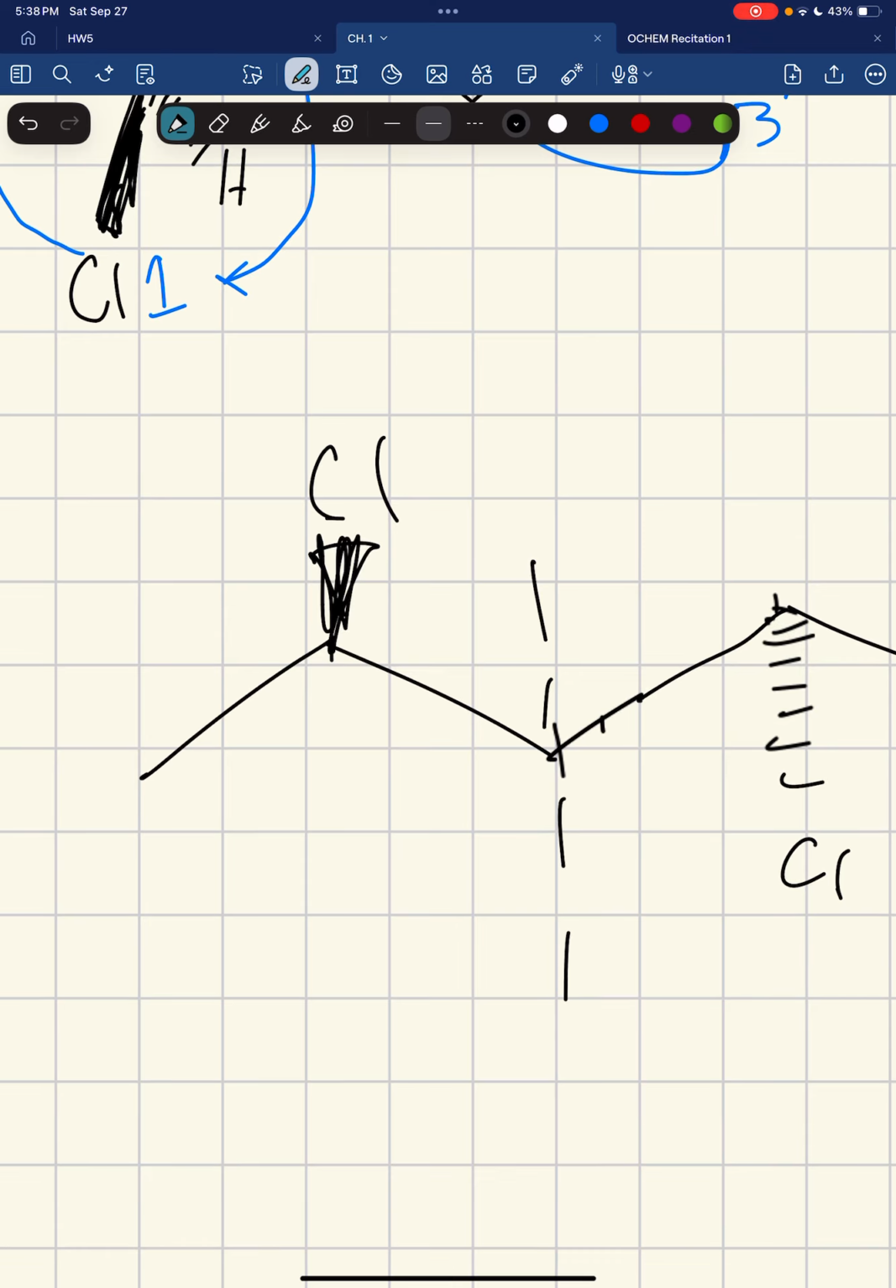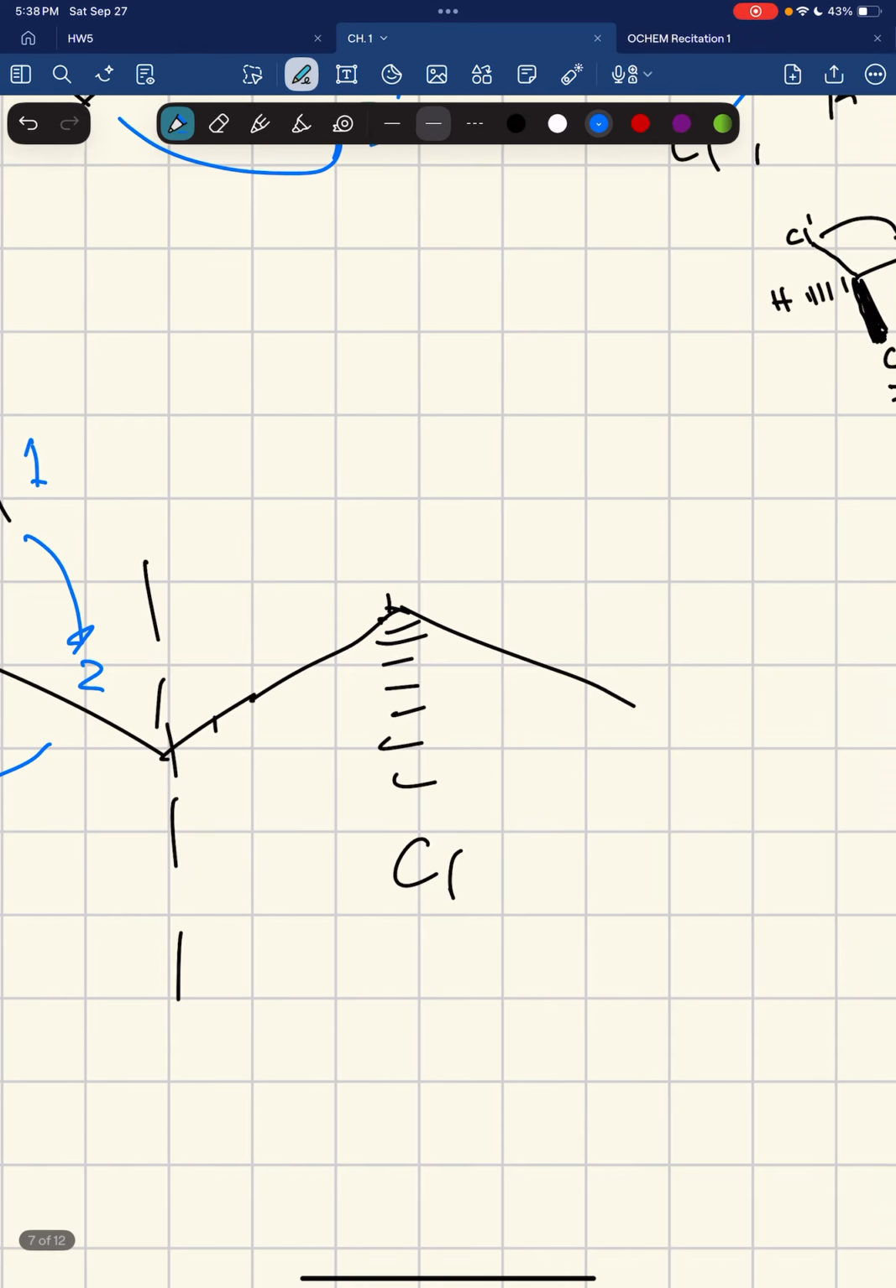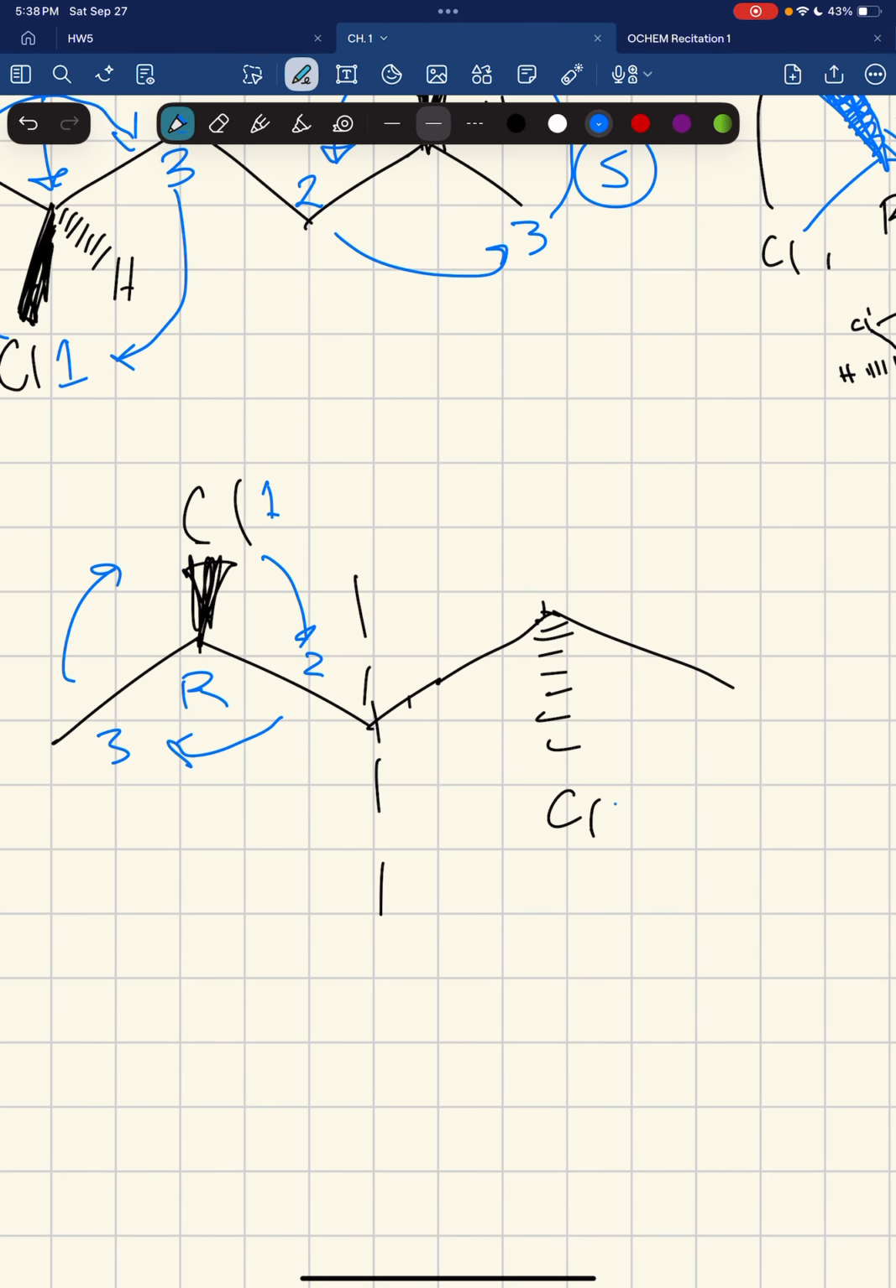But from there, you can look at the Cl. This is the first priority. This is going to be the second priority going this way. 1, 2, 3. So you can see that this is R. And then if you go to this one, this is the first priority. This one is the second priority. This one's the third priority. It looks like it's R as well, but there's an implied hydrogen right there that's facing forward. So it goes from R to S.